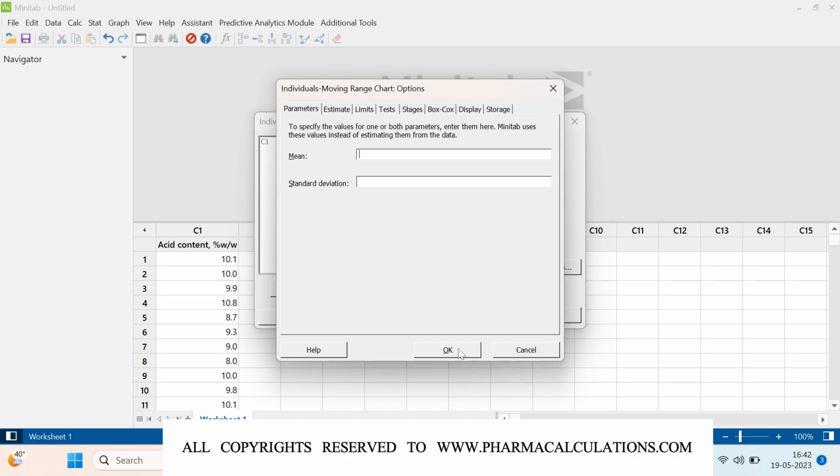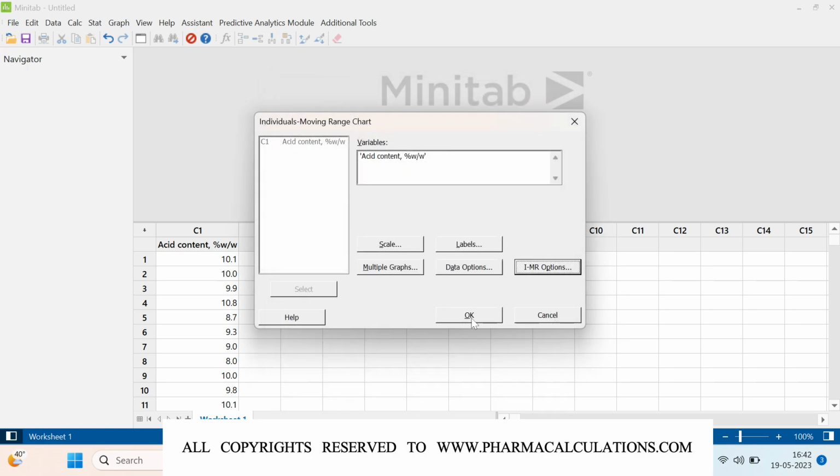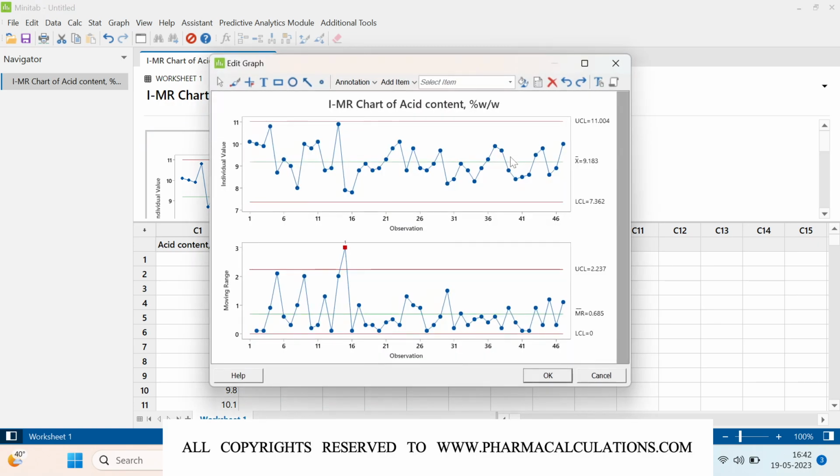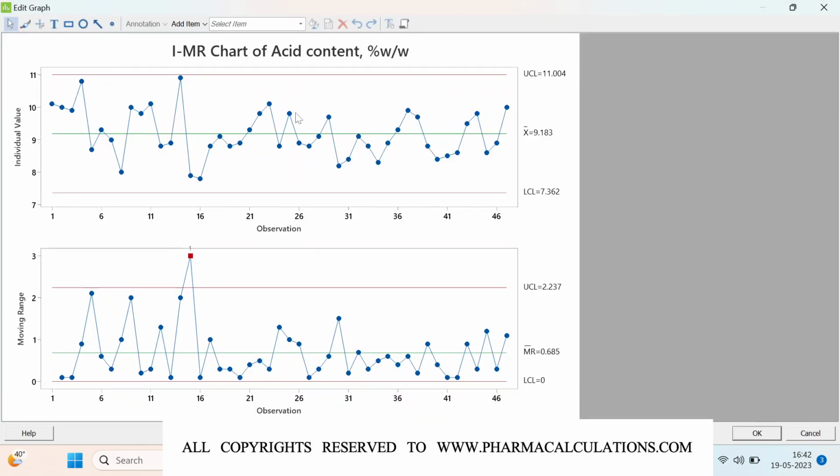You can use these, and in a coming video I'll try to make a video on how to use this type of options. For now, I'll simply be plotting an IMR plot. So Minitab is going to plot the IMR plot, or the IMR control chart. Here, if you are able to see, Minitab has plotted two different plots. One is the individual value and the second one is for the moving range.